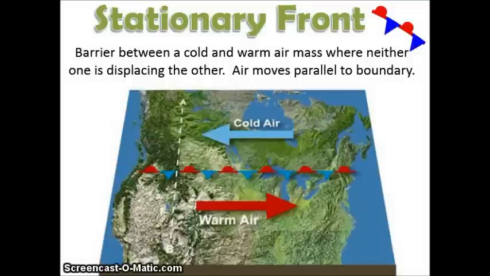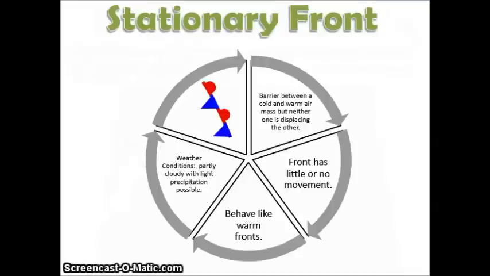A stationary front is a barrier between your cold and your warm air masses. Neither one is displacing the other. The air moves parallel. So what this means is stationary means you're not moving. So you have a cold front, you have a warm front, and they're basically stuck. What happens a lot of times with this front is that you can get days and days of light rain. And typically the rain will happen where the two fronts meet, so anywhere along this line.